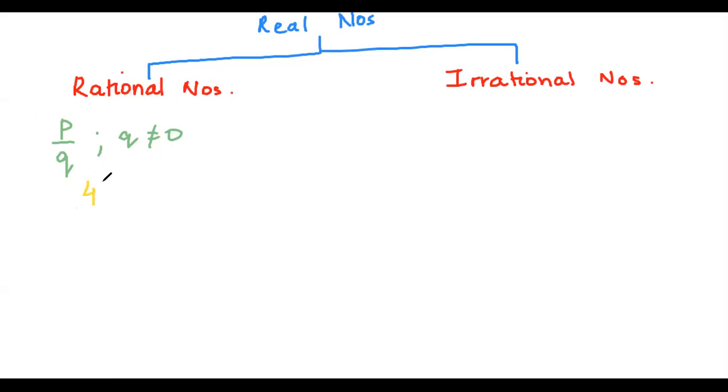4/5. Right. What about if I write something like 0.125? Is this rational? If we write it as 125 upon 1000, yes, correct. So this can also be written as 125 upon 1000, right? Which makes it in the form of p by q, isn't it? Which means this is also a rational number.